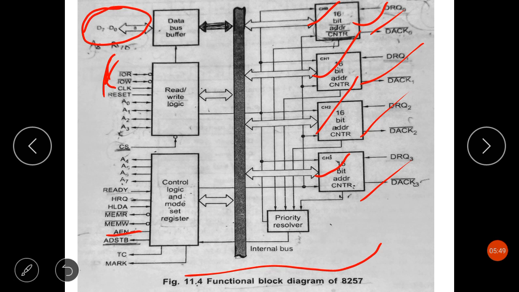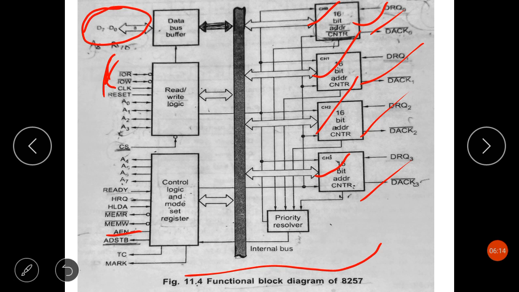AEN. This active high signal enables the 8-bit latch containing the upper 8 address bits onto the system address bus.